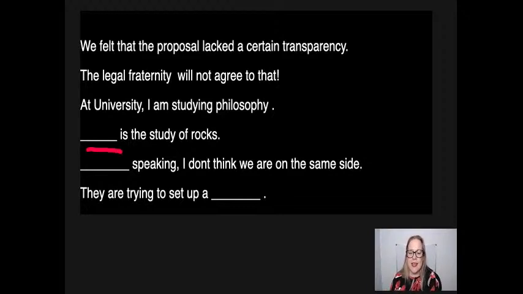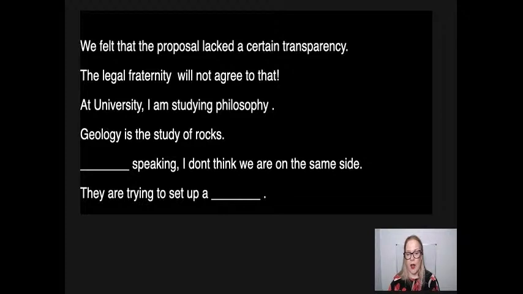Is the study of rocks. Okay, if you don't already know, geology is the study of rocks, and quite often gems, gemstones. Geology is the study of rocks and how they are formed. Okay.